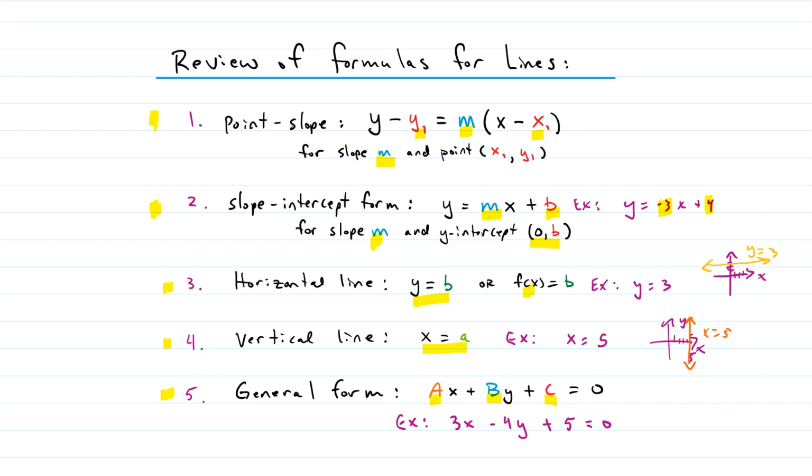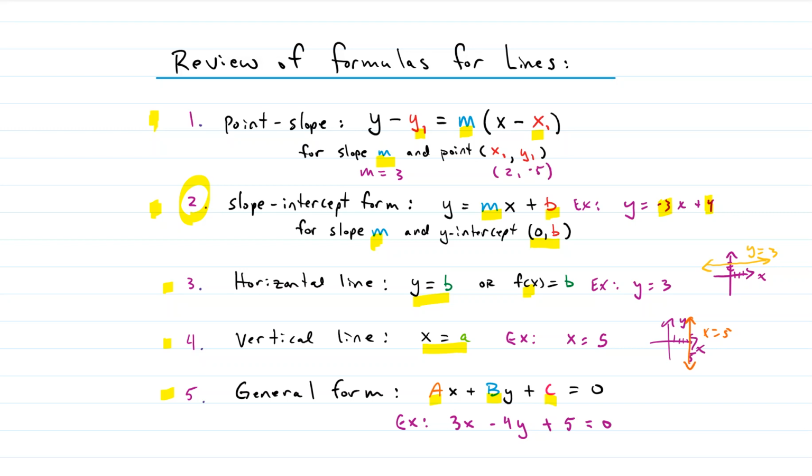And then you generally solve for y to put it in the form of number 2, y equals mx plus b. But anytime you need the equation of a line, if you have one point and you have a slope, you can always find the equation of that line using the point slope form. So let me give you an example quickly.